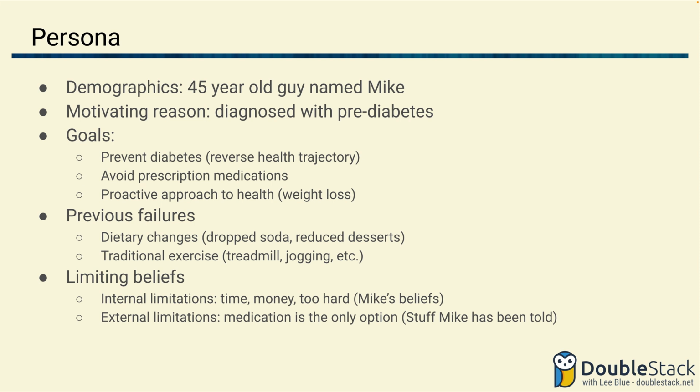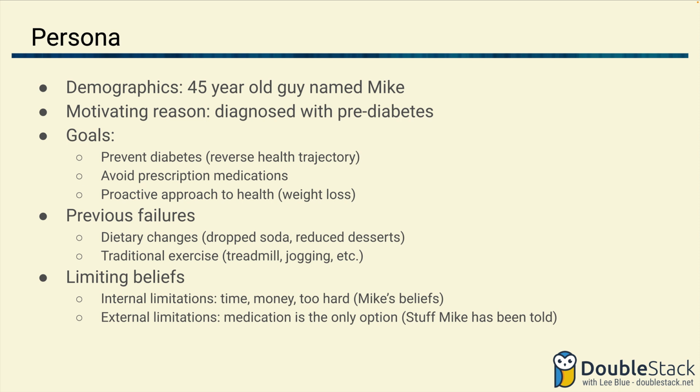So I've written it out like this, where the demographics are going to be like a 45 year old. I like to name the persona, so I put a name, Mike, on there. Somewhere 40 to 45 years old is probably where you start worrying about pre-diabetes or something like that, so I'm just making our persona fit that criteria. The motivating reason is that Mike was diagnosed with pre-diabetes, and he's got some goals. One is to prevent getting actual diabetes, and he wants to reverse his health trajectory. He wants to avoid prescription medications.